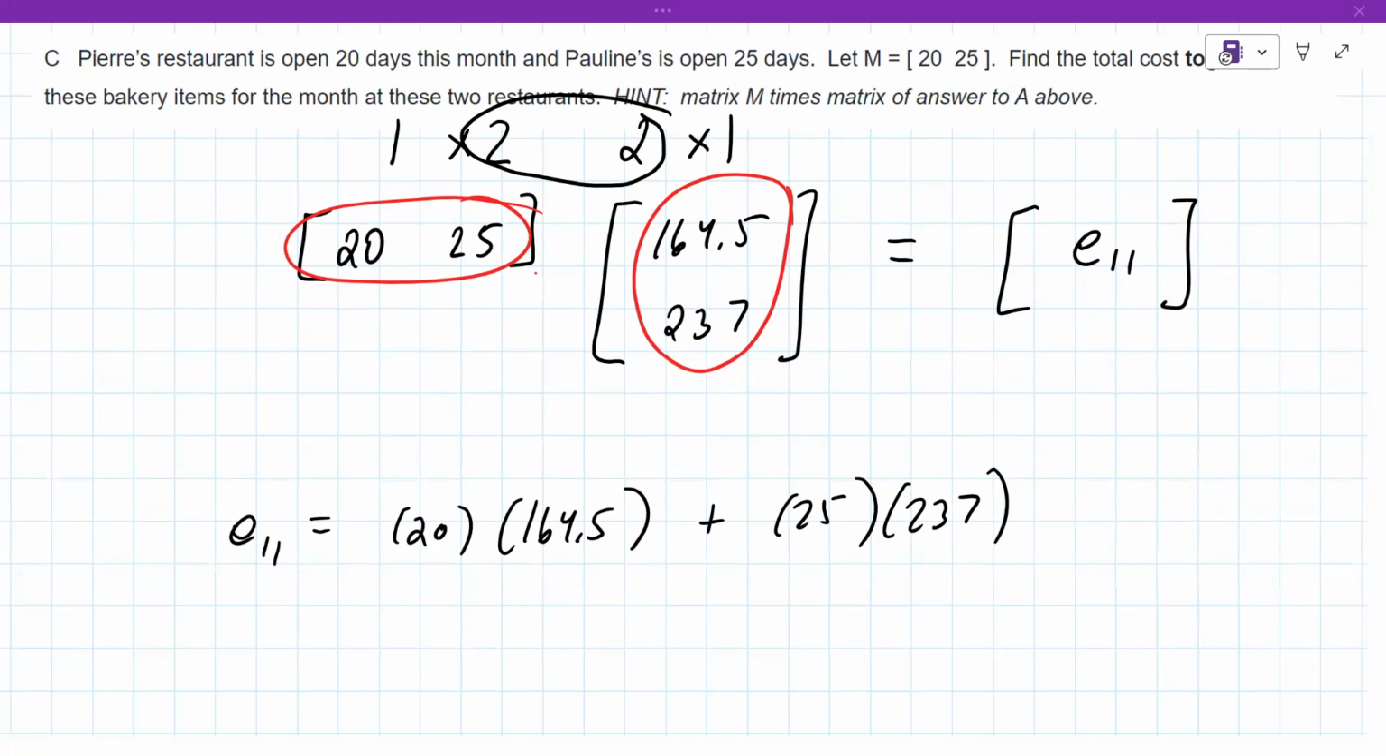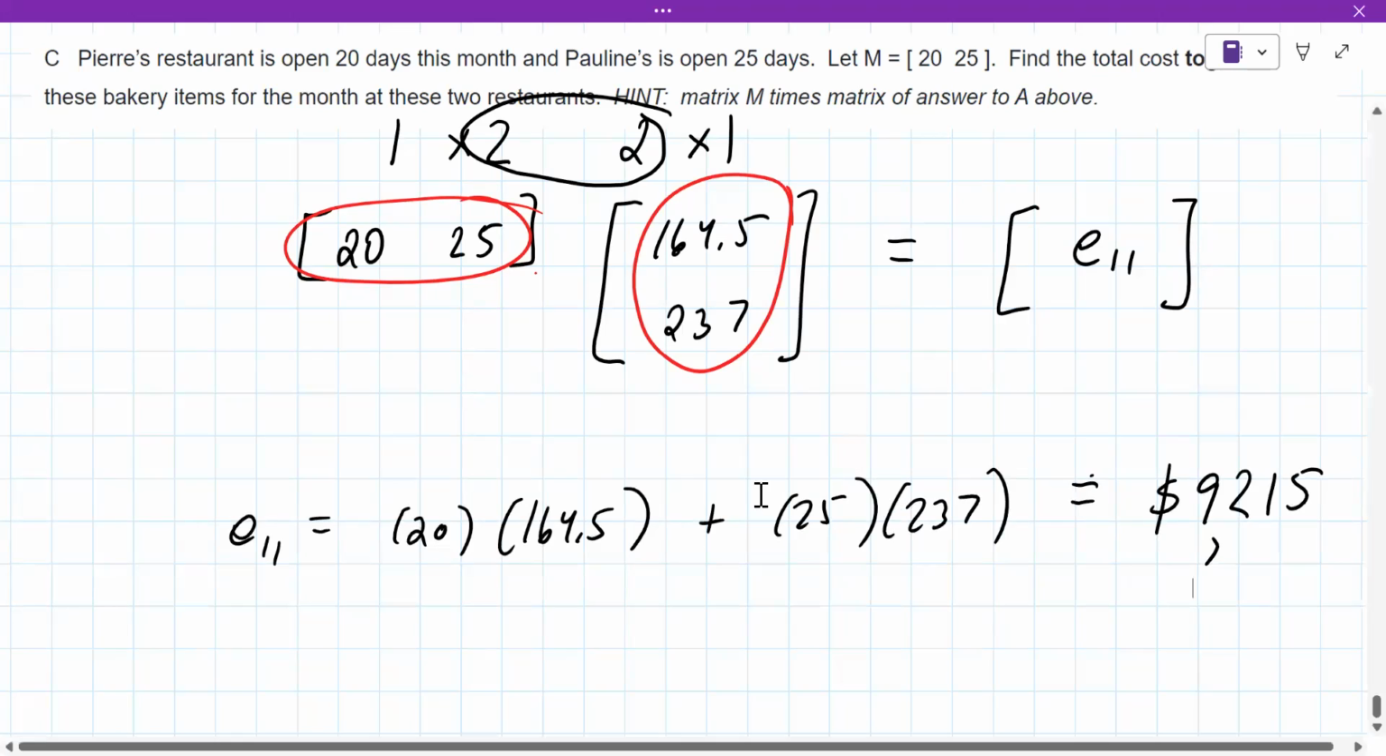The idea is if you had a bunch of stores, you could do the calculation relatively quickly because you would just extend these matrices with the number of stores and you wouldn't have to redo all the calculations by hand. But that looks to be $9,215. Oh, wow.